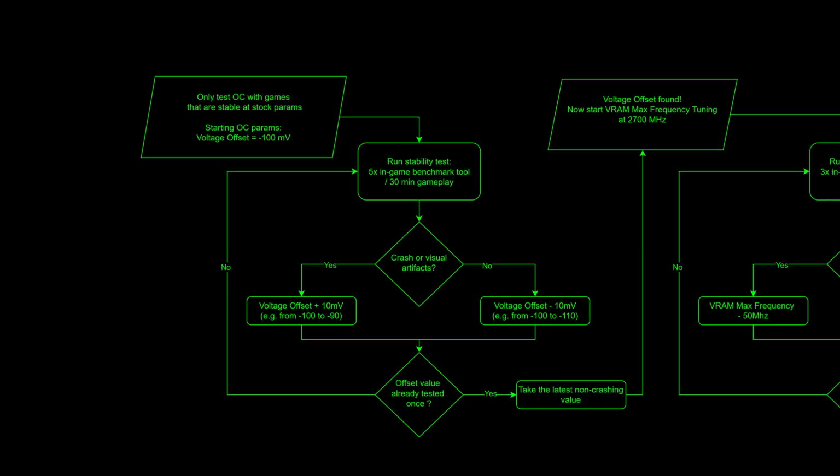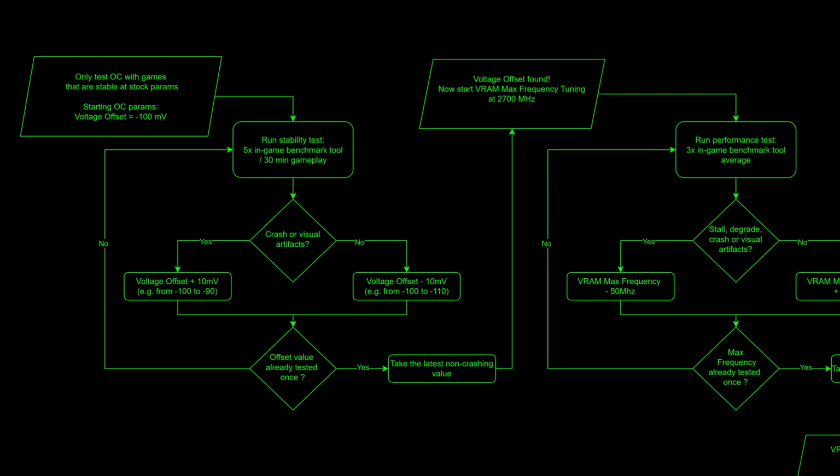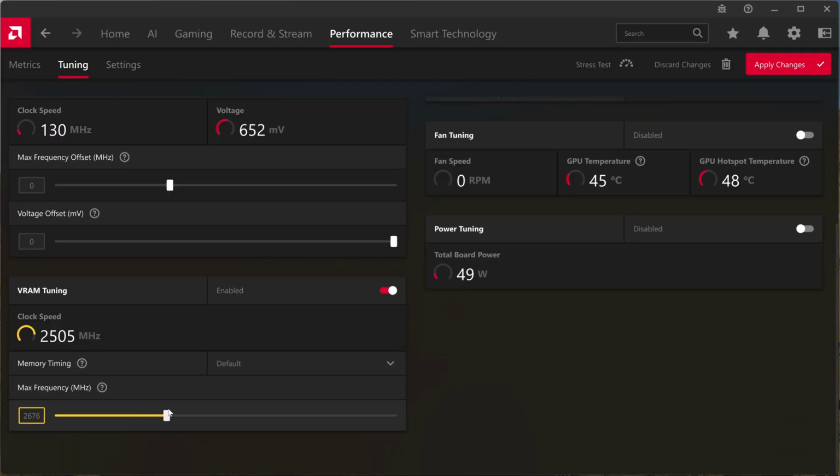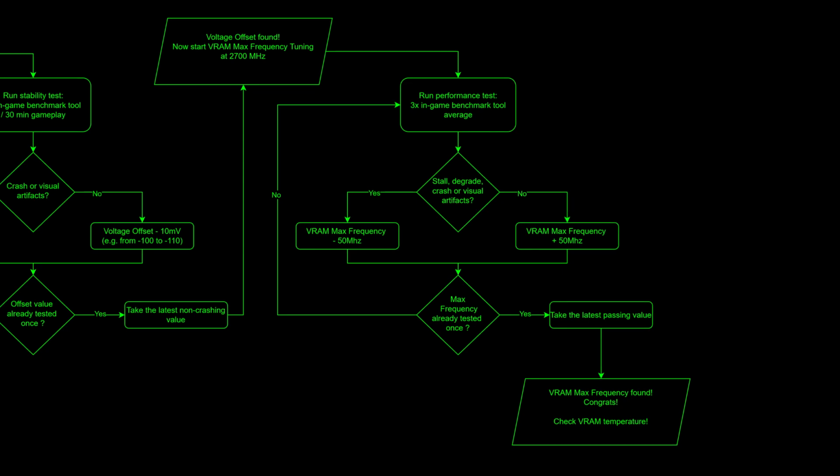After you found a generally stable undervolt value, we can proceed to video memory OC. I would suggest starting at 2700 MHz and doing a similar process as for the voltage offset, except that the incremental change will be 50 MHz. This time though, you should also monitor game performance in addition to crashes or artifacts, as overclocking memory might not immediately crash your game, but could instead decrease your performance. So always check your performance gains.